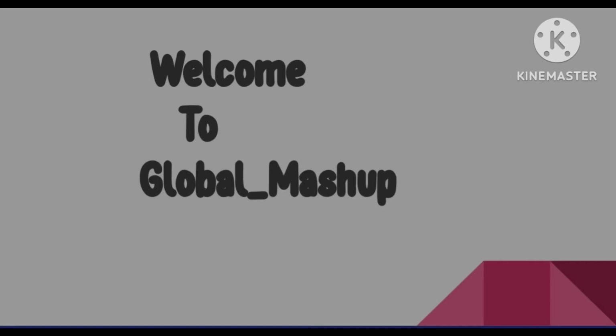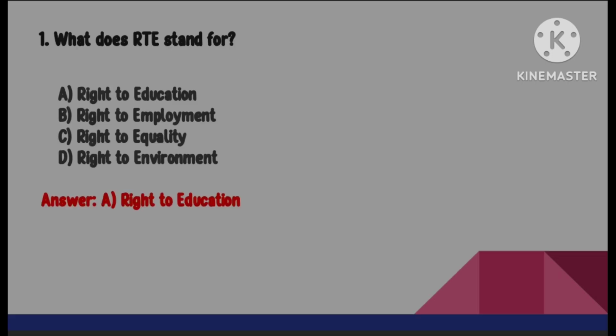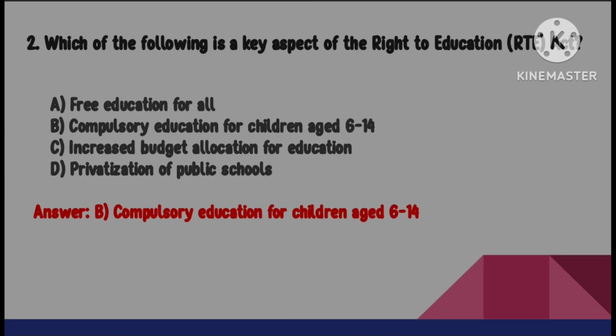Let's discuss few important current affairs from August 11th to August 17th. Let's get into the first question. What does RTE stand for? Option A, right to education. Option B, right to employment. Option C, right to equality. Option D, right to environment. And the right answer is option A, right to education.